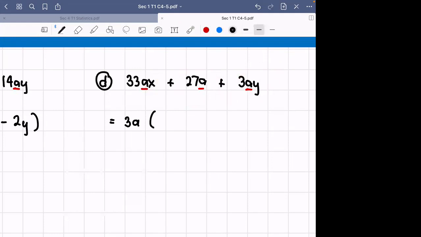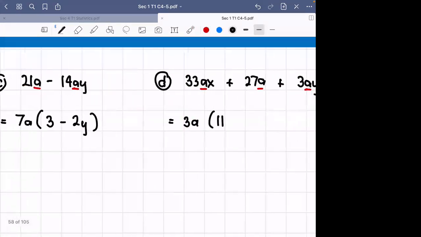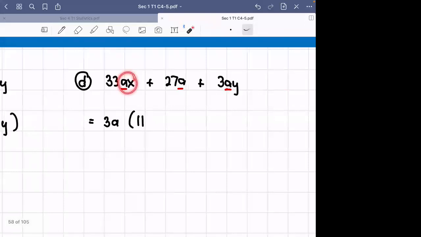So let's divide each by 3a. So look at the numbers. 33 divided by 3. What do you get? You get 11, right? And then ax divided by a. So a is equal to 1. So what's left? X. So it's 11x.